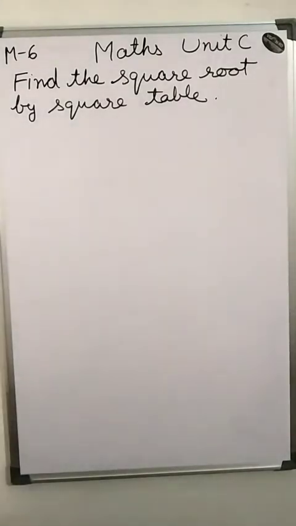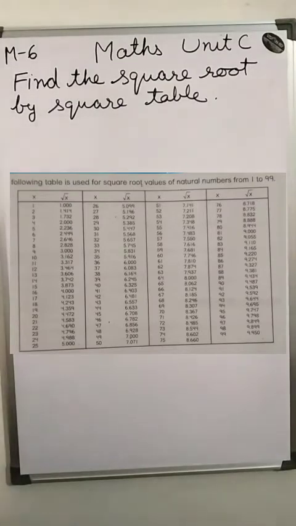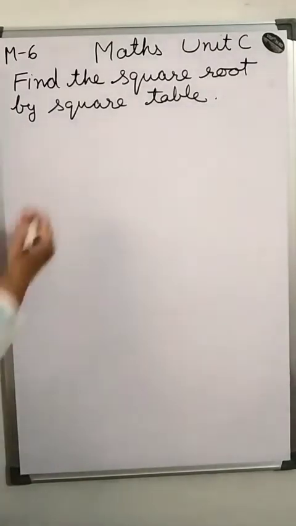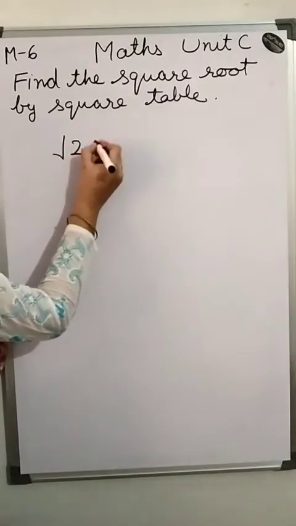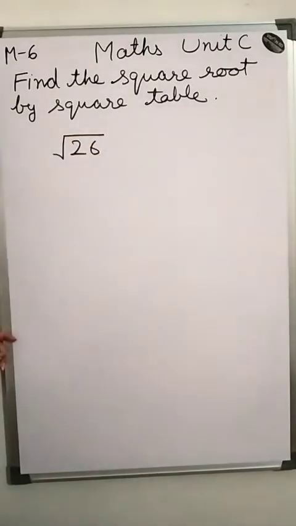Today in this class I explain how to calculate square root by square table. Just see, this kind of table is given in your book. So from this table we calculate the square root of the numbers. Now let's take one question: under root 26. We have to calculate the square root of 26. Then how do we calculate?